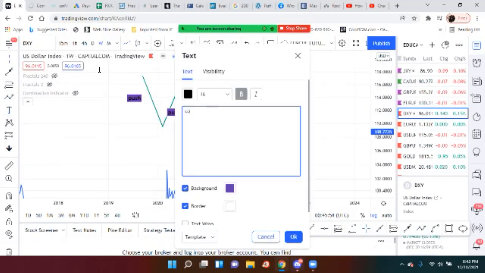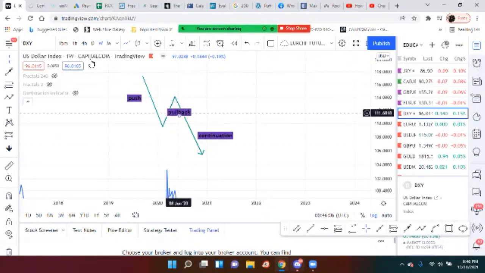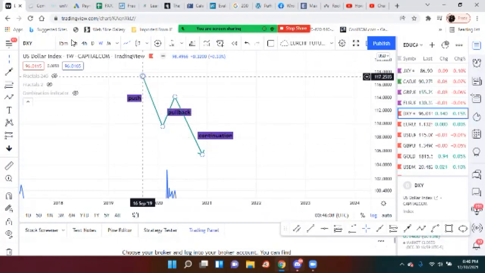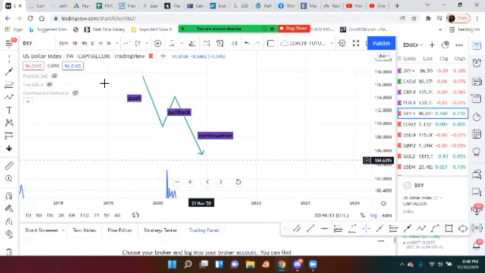Are you in the continuation? Only three phases you need to worry about. All the rest of the other stuff is noise. Are you in the push phase? Are you in the pullback? Are you in the continuation?